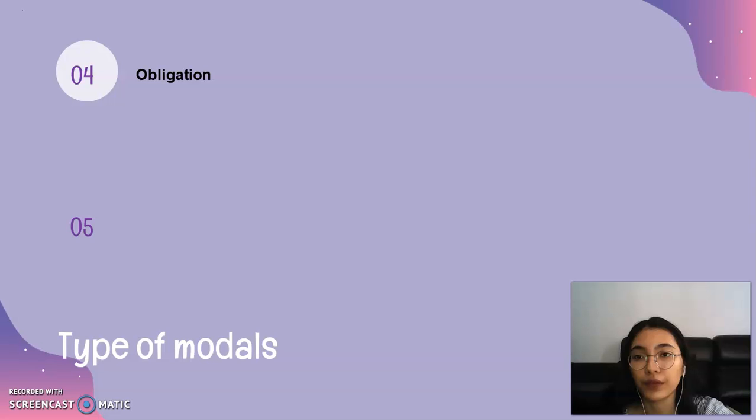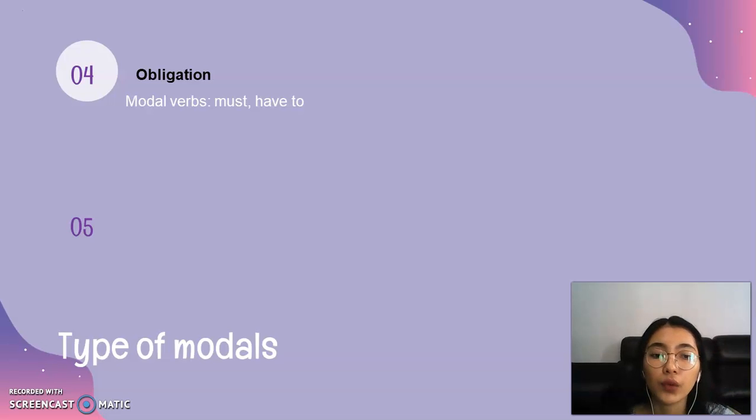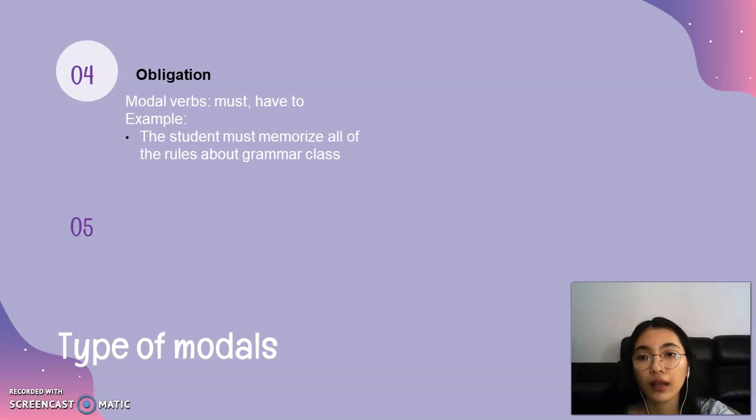And the next is obligation. The modal verbs are must and have to. Must and have to have the same meaning. For example, the students must memorize all of the rules about grammar class. You can add, maybe, you have to go to the hospital, like that.